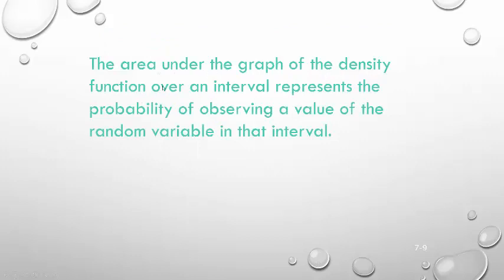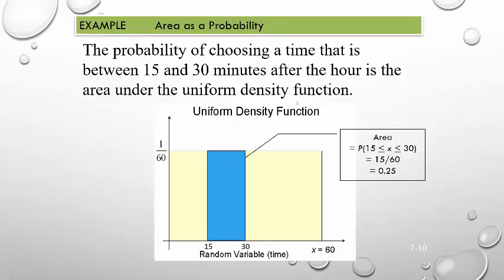The area under the graph of a density function over an interval represents the probability of observing a value of that random variable in that interval. So a lot of times when you read that, it's kind of like, huh, what does that mean? Well, let me show you. So let's say you take the probability of choosing a time that is between 15 and 30 minutes after the hour. The area under this curve between those two values is the probability the package will come between them. All right, so another way that this is asking is, what is the probability that the package will arrive between 10:15 and 10:30?